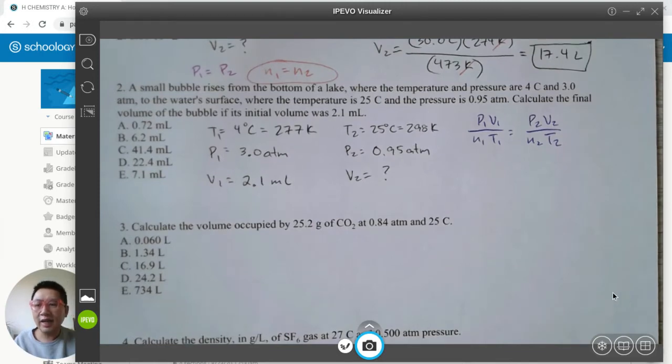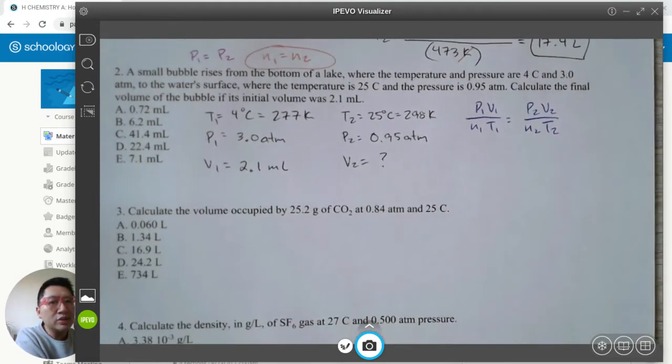There's only one thing that I have to assume, and that is N. N stands for number of moles. So how do I know the number of moles in this thing? You don't exactly, but we're assuming that N1 equals N2. Why do I assume that? This is a bubble rising from the bottom of the lake. The only way the number of molecules, which is related to moles, would change in the bubble is if you somehow removed some of the gas out of the bubble, or added some gas to the bubble. And no way are you adding or removing gas from the bubble.